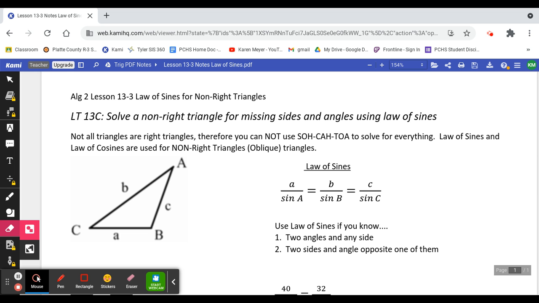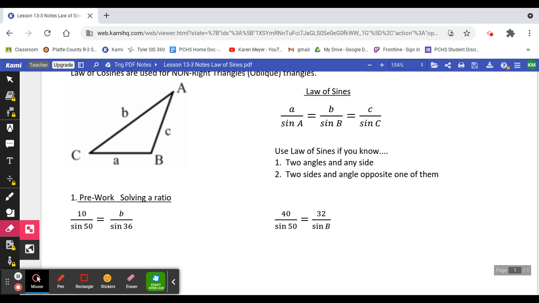So one method we have is going to be called the law of sines. Okay, and then the next lesson will be on the law of cosines. But right now we're just going to focus on the law of sines. So if we look down here, law of sines, we have little letters on top and we have sine of capital letters on the bottom.